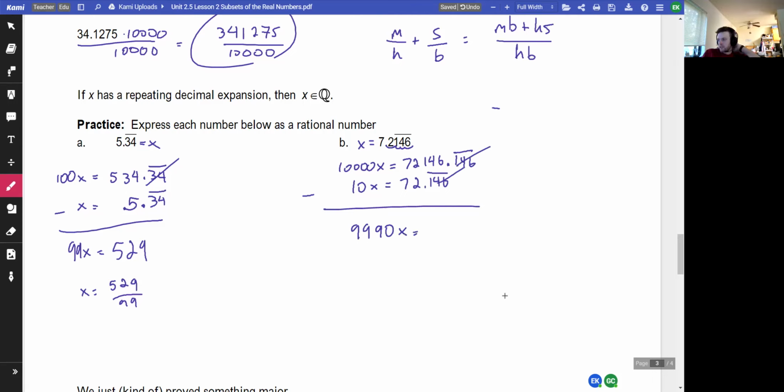All right, the 146s go away. And then now we have to do 72,146 minus 72. What the heck is that? It ends in a 4. It has a 7. Okay, 0. Okay, 2, 7. Yeah, 2, 7. Boom. Got it. X is equal to 72074 divided by 9990.